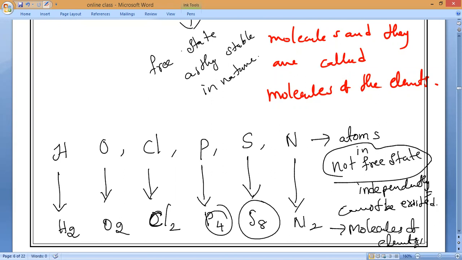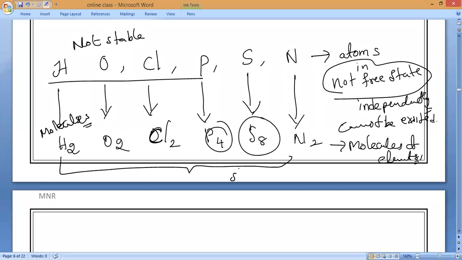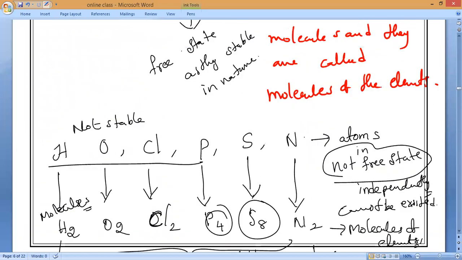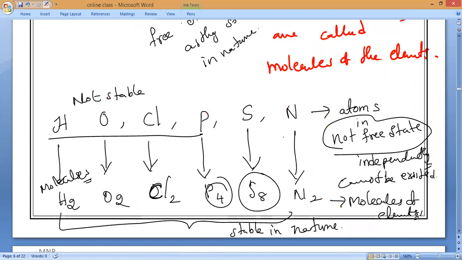So that is why they will be in a free state. Who will be in a free state? Molecules. These atoms are not stable, but these molecules are stable in nature. That is why atoms always combine together and form the molecules of the elements. Is it okay, guys? Are you clear? Any doubt, please ask me. So that is the difference between atoms and molecules.